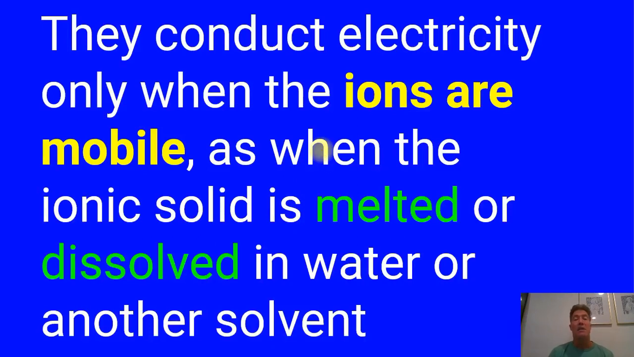Ionic solids conduct electricity only when the ions are mobile. This is key. If the ionic solid is melted, or if it's dissolved in water, then the ions are free to move, and therefore they can conduct electricity. Otherwise, they are locked together in this rigid structure, and they will not conduct electricity.